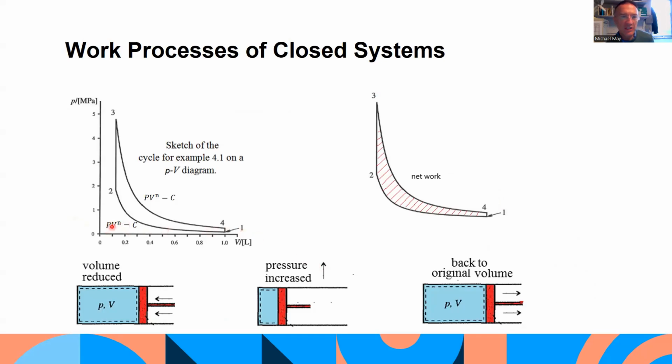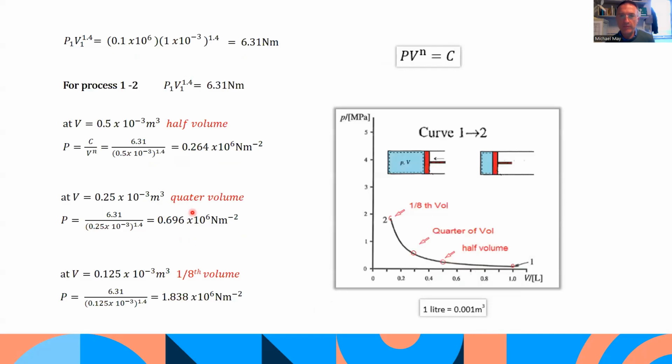We're going to use this relationship to plot this curve. We're going to work out the C value, assume the V values, and we're given the n value, and then we'll work out the P values, and we'll have enough points to plot this line, and do the same between states 3 and 4 as well. So this is our polytropic equation: PV to the power of n equals constant.